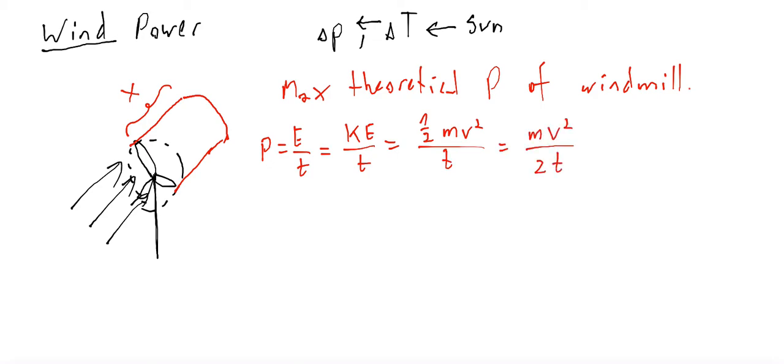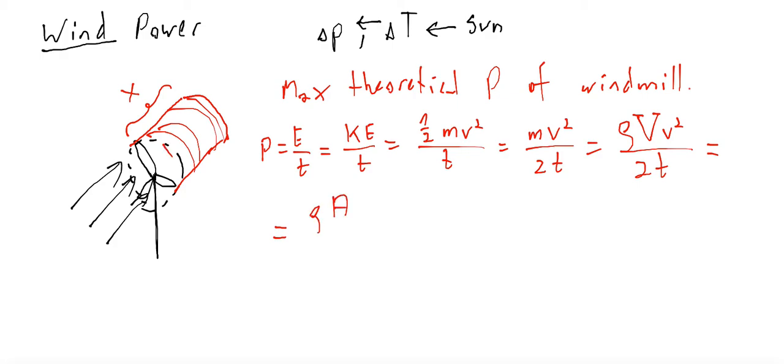Okay, what is the m? Well, m is mass of air particles which travel through the windmill in time t. I'm going to replace this by product of density and volume of this cylinder. Okay, v squared over 2t. Capital V is volume, small v is speed. What is the volume of this cylinder? It is surface area, in other words, the area covered by the blades of the windmill, times x.